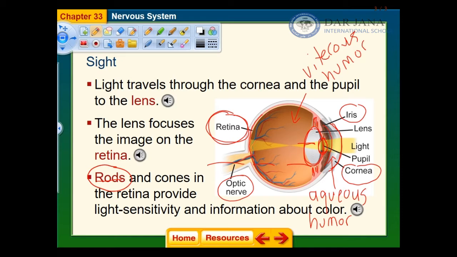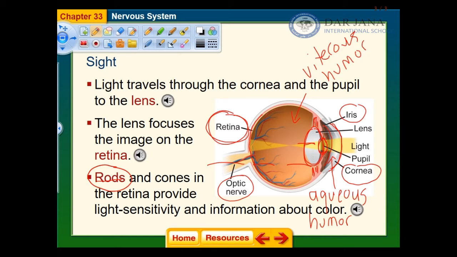Okay? Rods are light sensitive cells that are excited by low levels of light. So if you're entering a room with a dim light, your rods will allow you to see in the dim light. The cones function in bright light and provide information about color, allow us to see colored vision. This is all regarding the sense of vision supported by the eye. It's required from you to memorize the structure of the eye, the function of each structure.